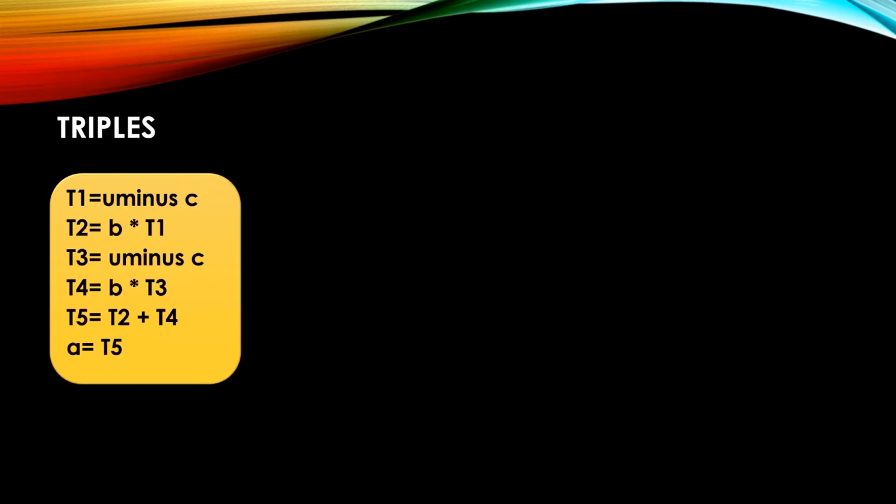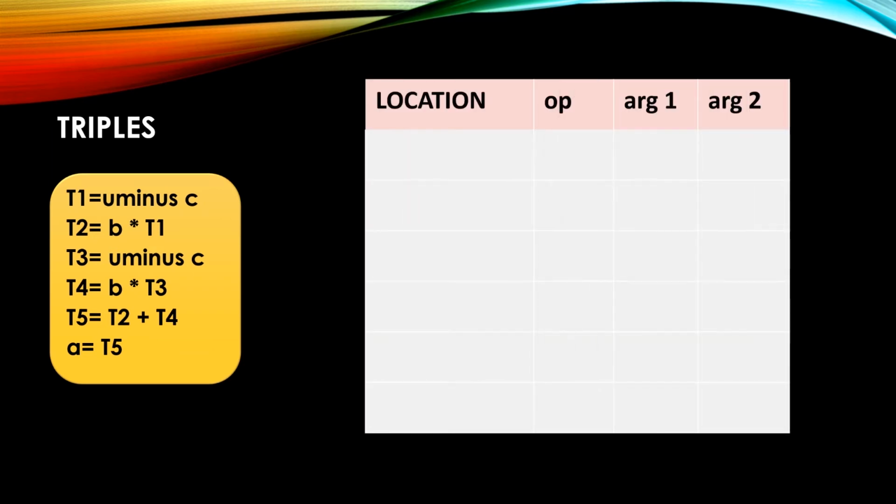Next, triple representation. In triple representation, we will avoid the usage of temporary variables. So for the first statement, stored in the location 0, the operator is U minus and the first argument is C. And for the next statement, it is stored in the location 1, operator is multiplication operator, first argument is B and the second argument is T1. Where is the T1 result stored? It is stored in the location 0, so you can mention 0 in argument 2.